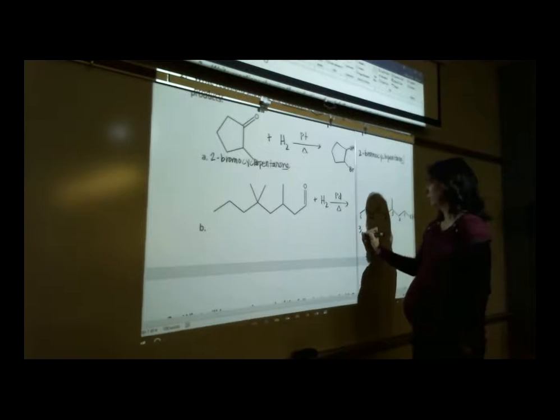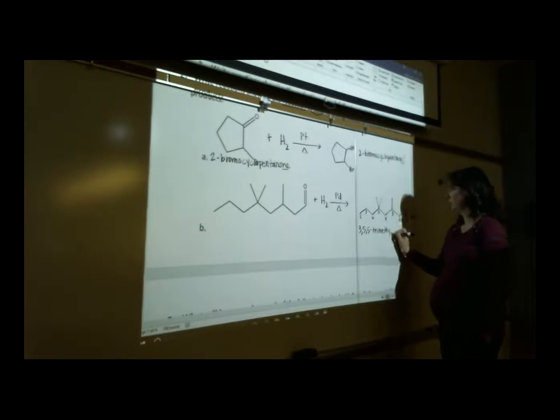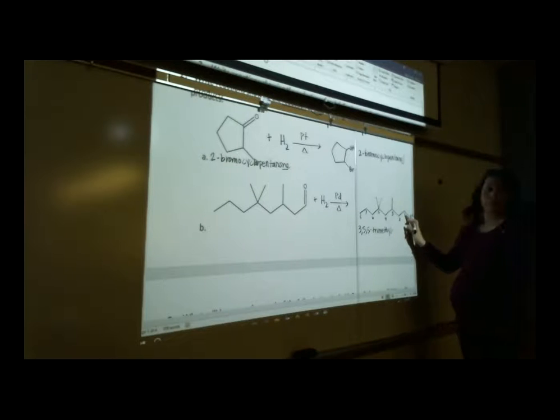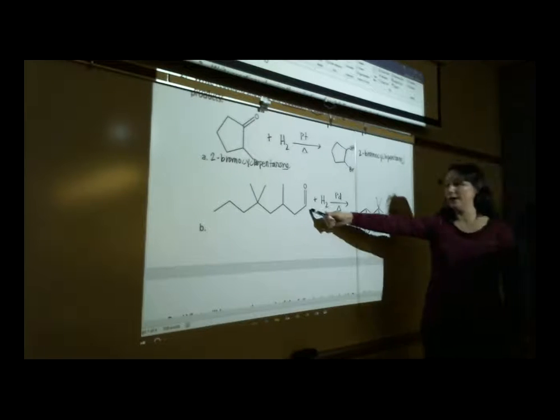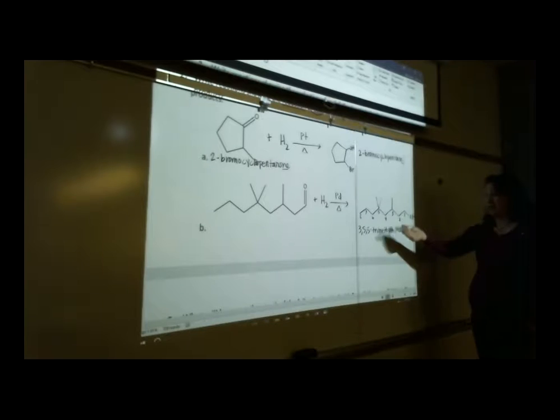3,5,5-trimethyl. Octanol. Don't forget the 1, right? Because an alcohol can be anywhere. So you need the 1. 1-octanol. Right? Aldehyde, you don't need that number 1 because that's by default number 1. But an alcohol can be anywhere. So you do need that 1 back as part of the name.